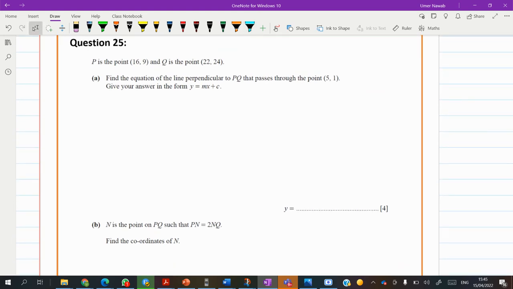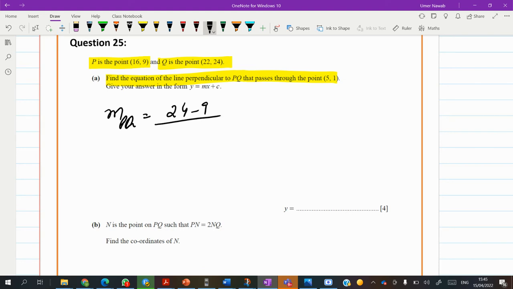Next, point P is given, point Q is given. We need to find the equation of the perpendicular to AB, passing through (5, 1). Let's try to find the gradient of PQ: 24 minus 9 over 22 minus 16. So 24 minus 9 gives you 15, and 22 minus 16 is 6.